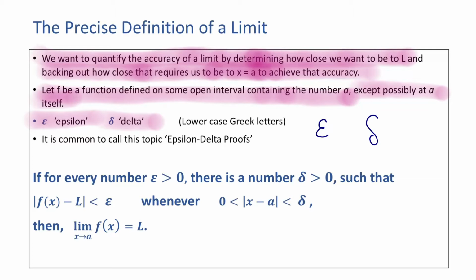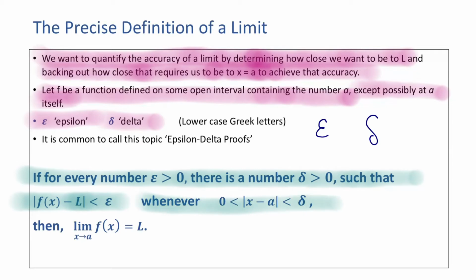So here's the definition that we're going to use. If for every number epsilon greater than 0, there is a number delta greater than 0, such that the absolute value of the function f of x minus the limit value is less than epsilon, whenever the absolute value of x minus a is between 0 and delta, then we say the limit of the function f of x as x approaches a is equal to L. All right, so we're going to work with this definition, which is a little bit daunting to understand at first glance, but after a while it's not too bad.